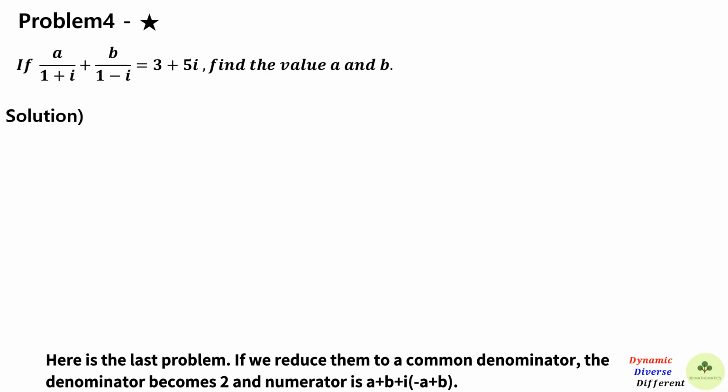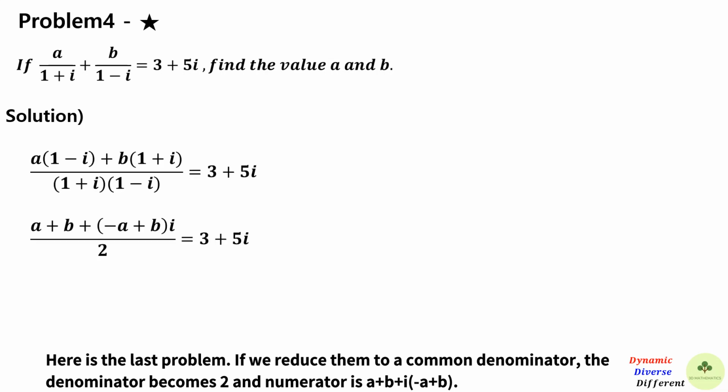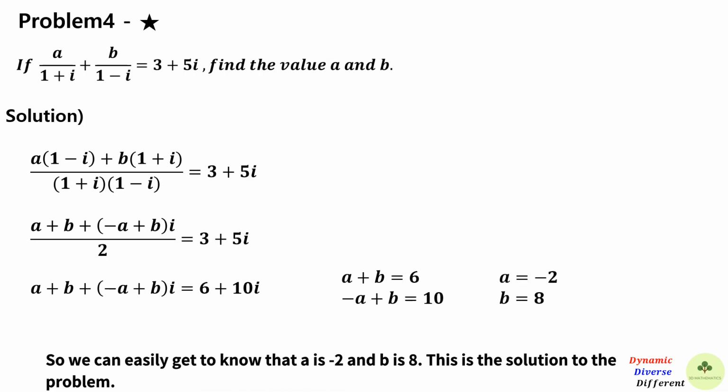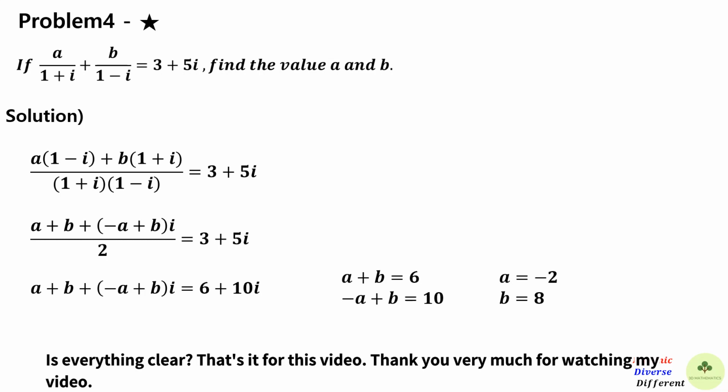Here is the last problem. If we reduce them to a common denominator, the denominator becomes 2 and the numerator is a plus b plus i times (minus a plus b). It is an identical equation, so a plus b is equal to 6 and minus a plus b is equal to 10. So we can easily get to know that a is minus 2 and b is 8. This is the solution to the problem. Is everything clear?